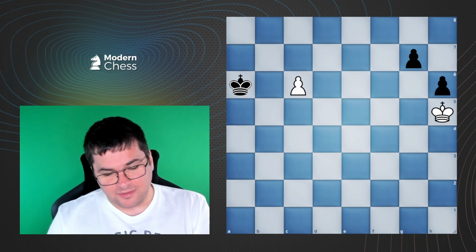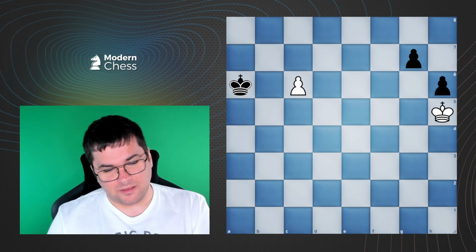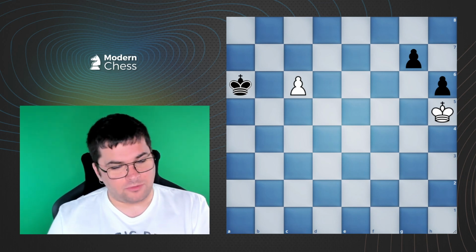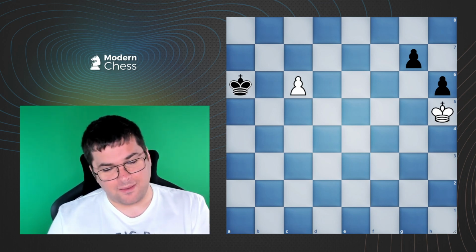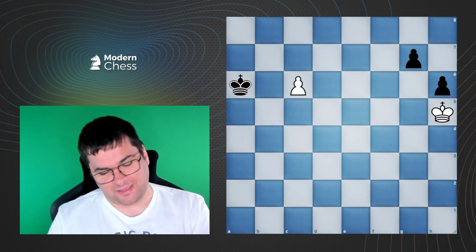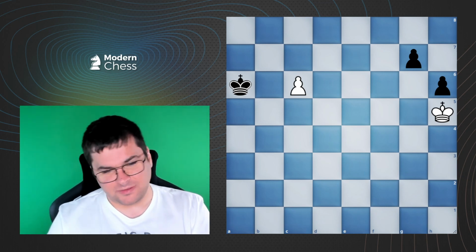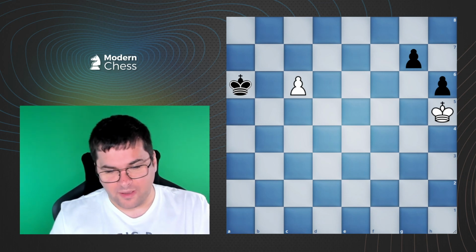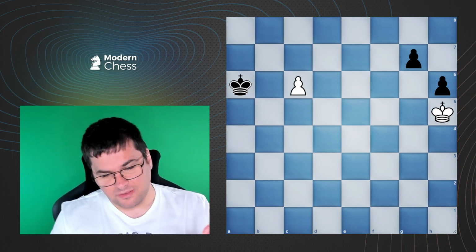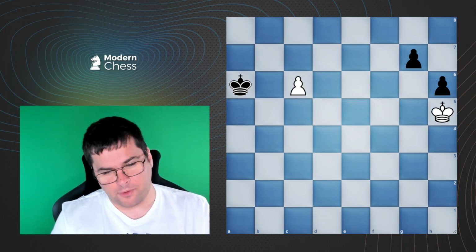It seems that white is about to lose the game because it's very difficult for the white king to support the c6 pawn, and also black has connected passed pawns on the king side. So the position seems really lost. But white uses this Reti maneuver in a very spectacular way.